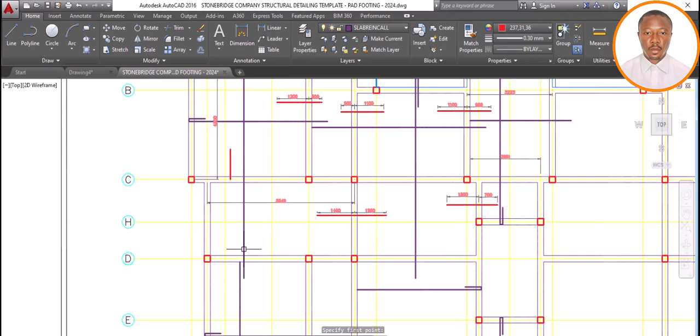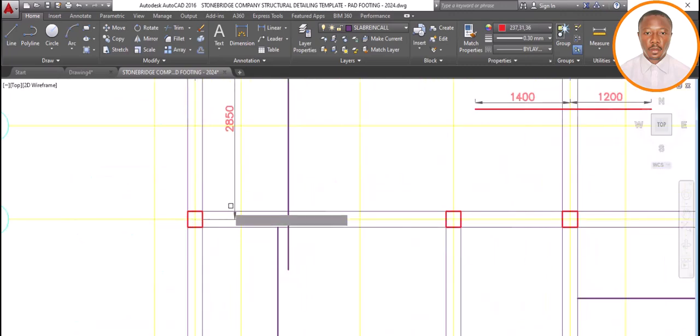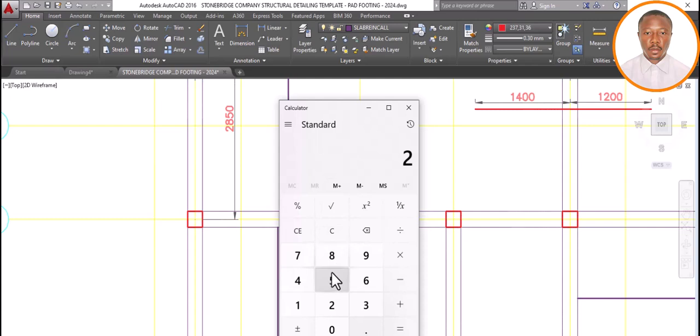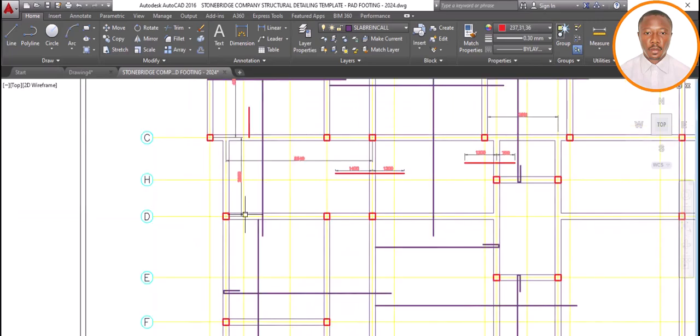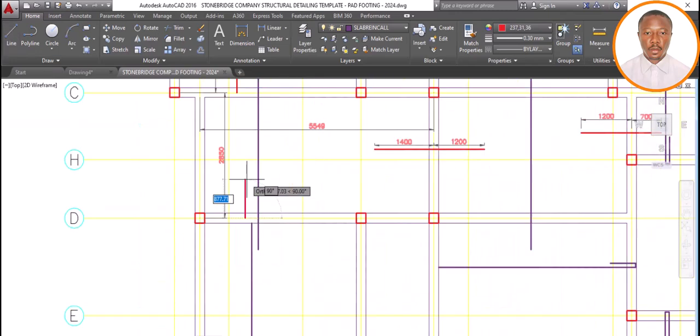Now looking at this other aspect, let's take our dimension and check our top reinforcement from the center of this beam into this. We have 2850. So I pick my calculator. 2850 multiplied by 0.25 gives us 712, which means 800. So for me, this one into this is automatically 800, and from here to here is also 800. Okay, correct.